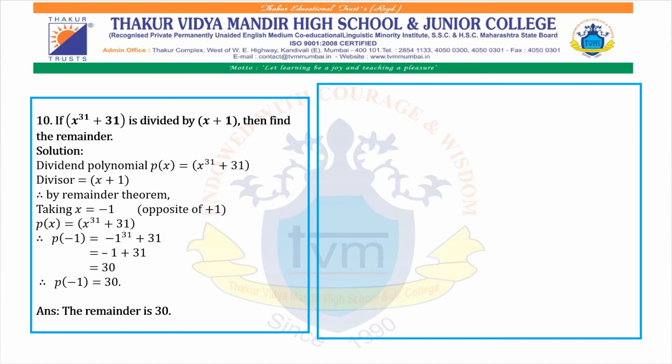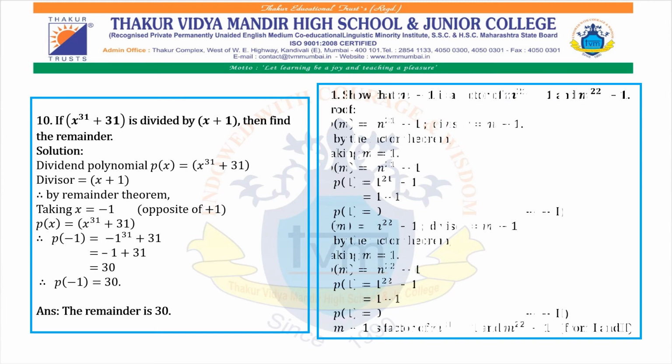P of x is equal to x raised to 31 plus 31. Therefore, p of minus 1 is equal to minus 1 raised to 31 plus 31. Minus 1 raised to 31 we will get minus 1 only. So minus 1 plus 31 will get 30. So p of minus 1 is equal to 30. So the remainder is 30.